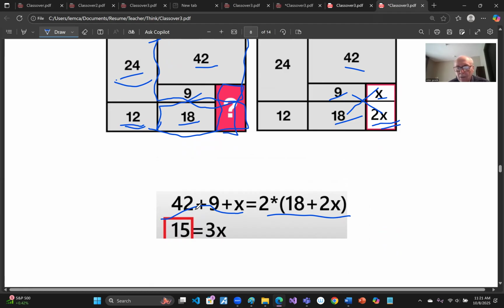42 plus 9 is 51, minus 36 is 15. And what is at the right side? 2x minus 4x, 4x minus x is equal to 3x. So we found that 3x is 15, and this is the answer to the problem.